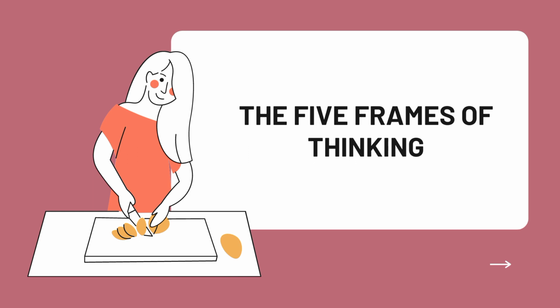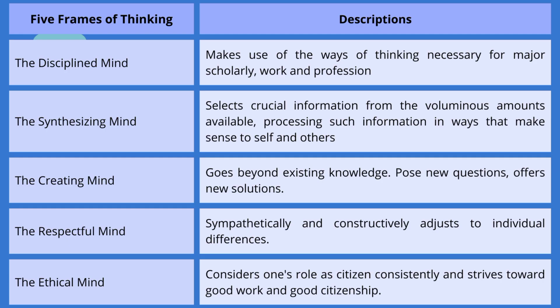The five minds for the future, identified by Gardner, refer to the five characteristics of the mind that Gardner suggests each person should aim to develop. While each person will not be able to develop them all in equal measure, we should aim to develop aspects of them all for the balance of mind needed for the future. In the first column are the five frames of thinking, and in the second column are the descriptions. The first frame of thinking is the disciplined mind.